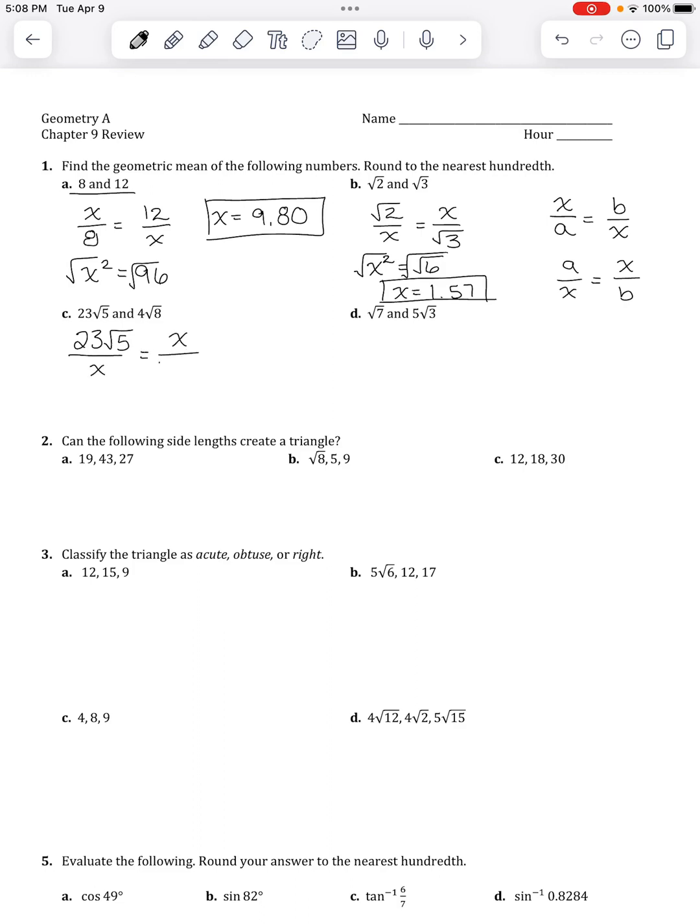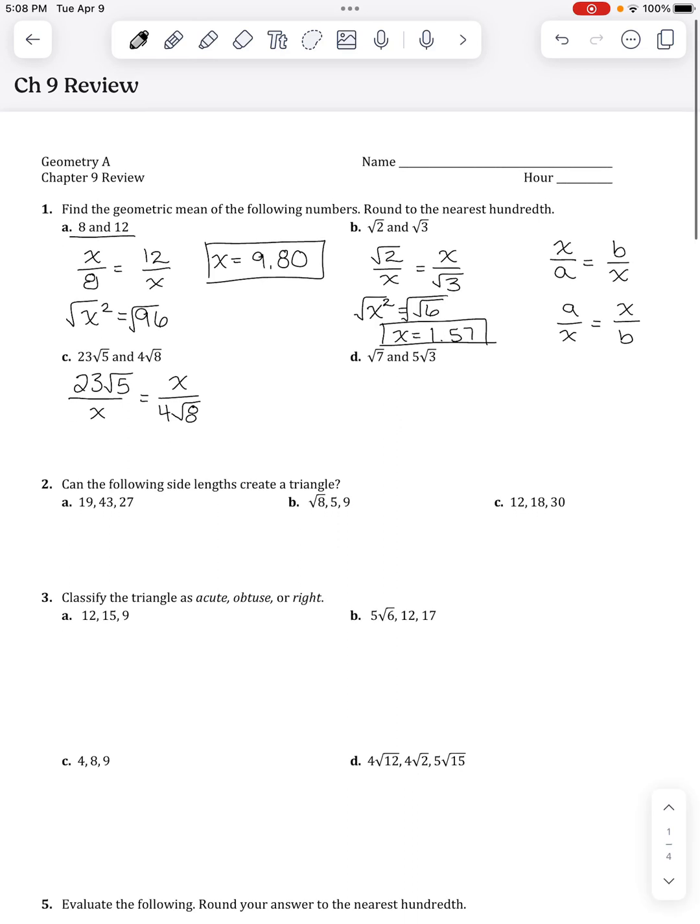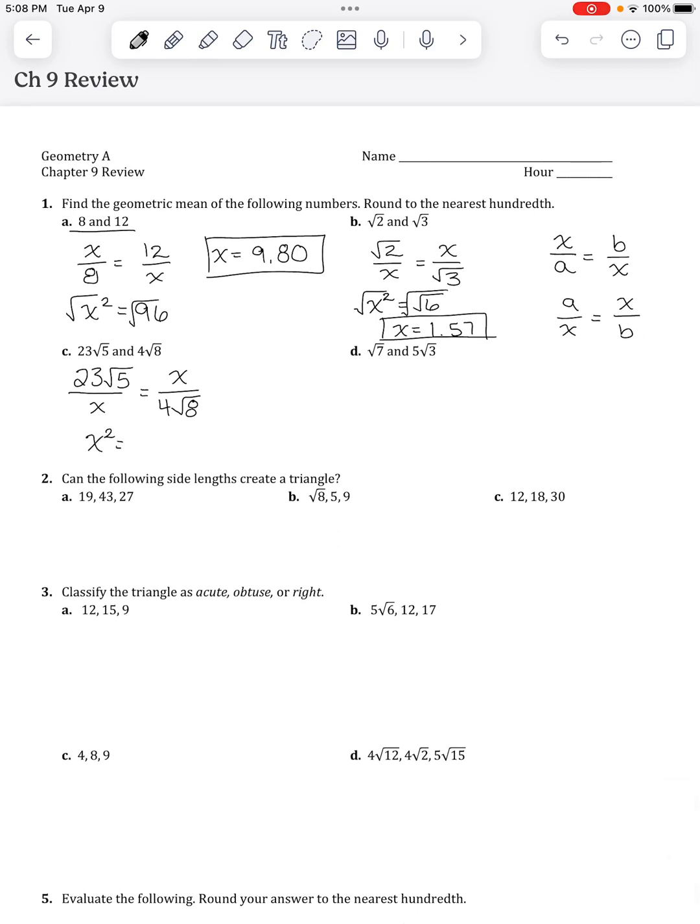23 square roots of 5 over x equals x over 4 square roots of 8. I cross multiply. X times x is x squared. 23 square roots of 5 times 4 square roots of 8 is 92 square roots of 40, because 23 times 4 is 92. Square root of 5 times square root of 8 is square root of 40. To get rid of a squared, I take the square root. Make sure all of that ends up underneath the square root, and I end up with x is 24.12.